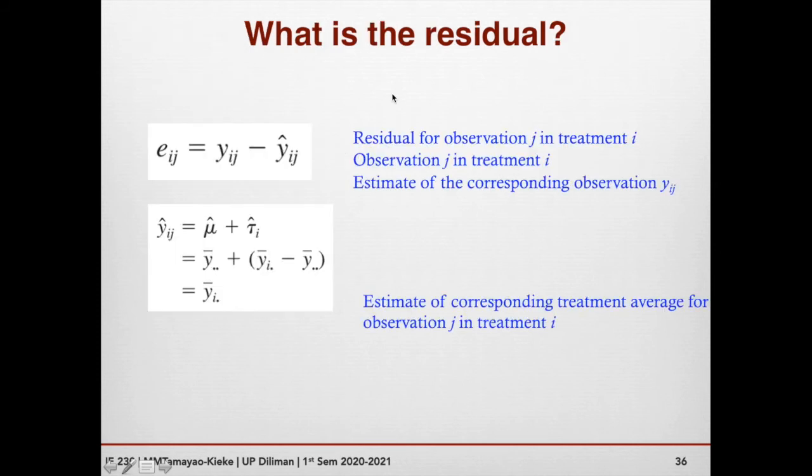Okay, so what is the residual? Your residual e sub ij, the residual for observation j in treatment i, is equal to your observation y sub ij minus the estimate of the corresponding observation, y hat sub ij. And how do you get the estimate for y sub ij? This is basically equal to your estimated overall mean plus the estimated mean of each of your treatments. So this is equal to y bar i dot.